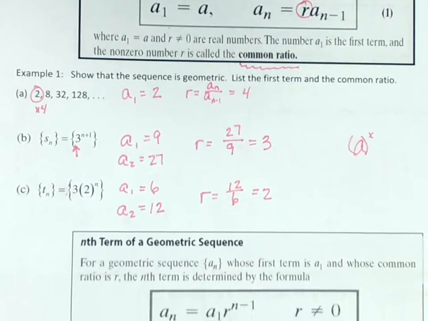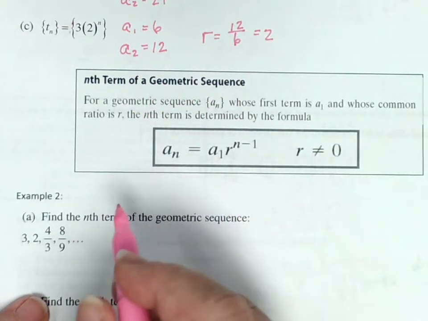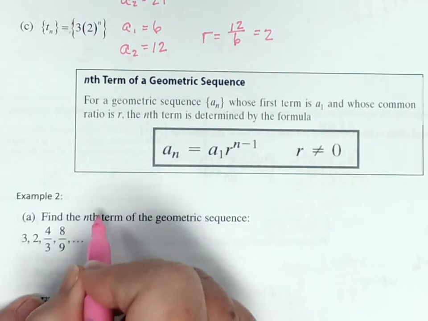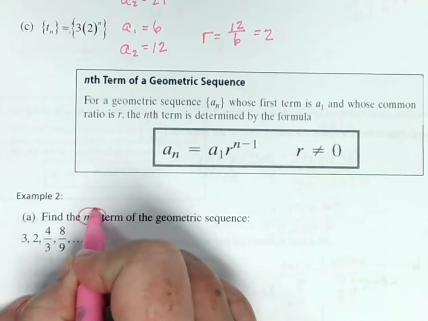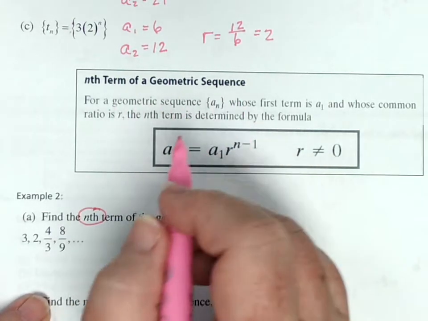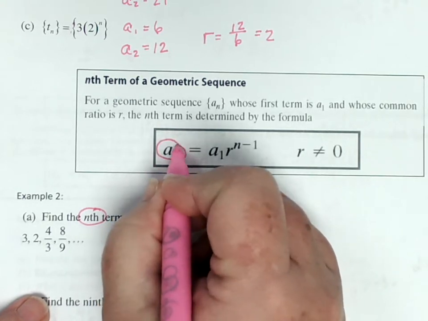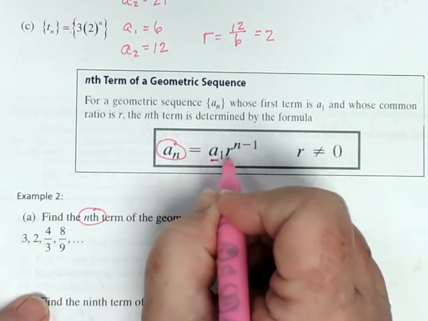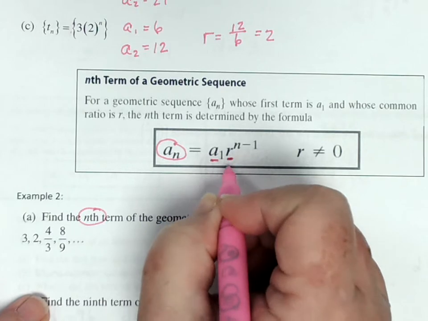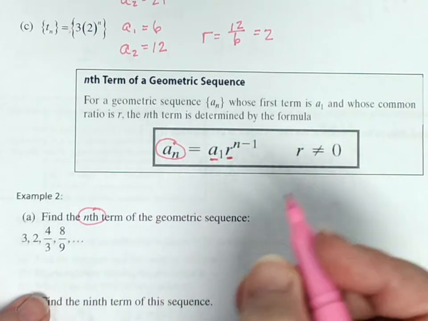Now, every once in a while, they aren't going to ask us for the first term or the r value. They're just going to give us a list, and they're going to say find the nth term. Now, remember, the nth term is any generic term. Luckily, they gave us a formula. And the formula is that the nth term is equal to the first term times the ratio raised to the n minus 1.